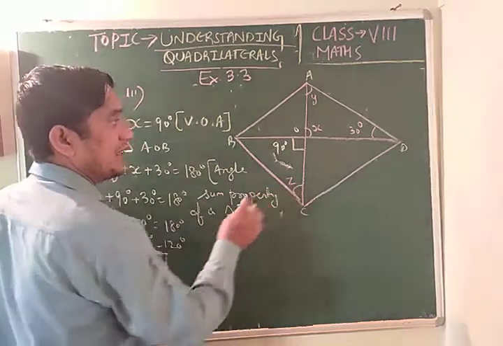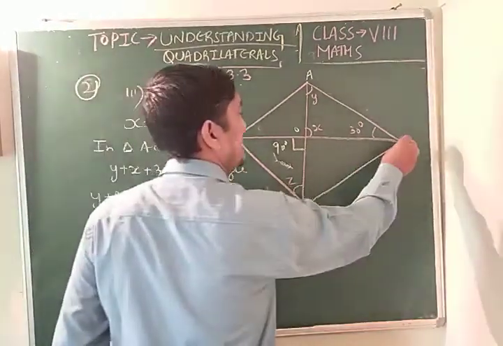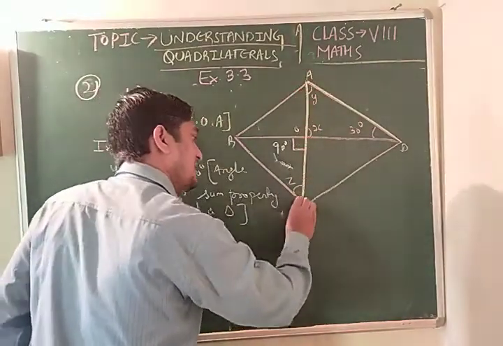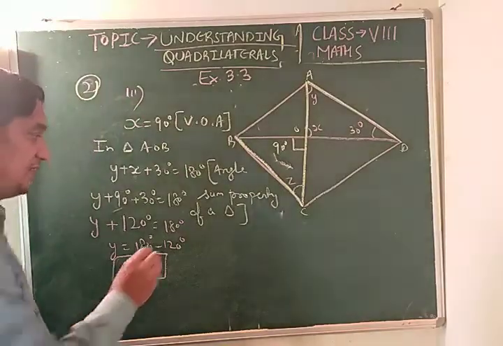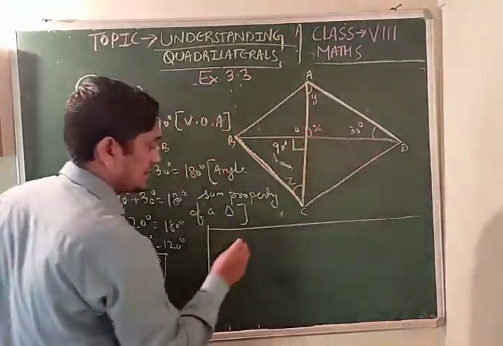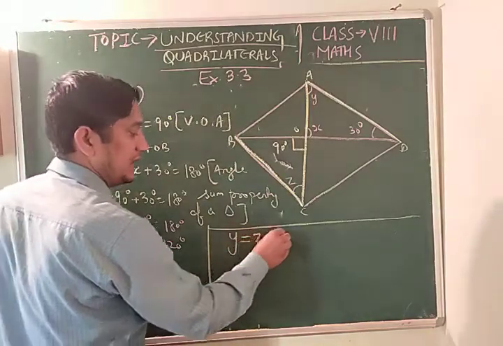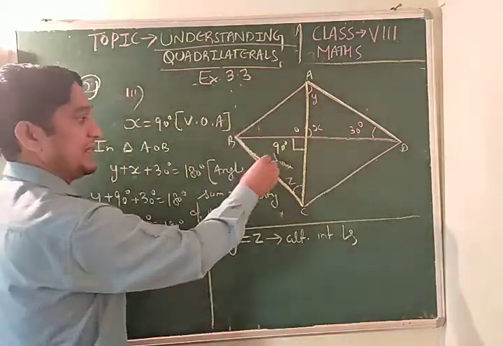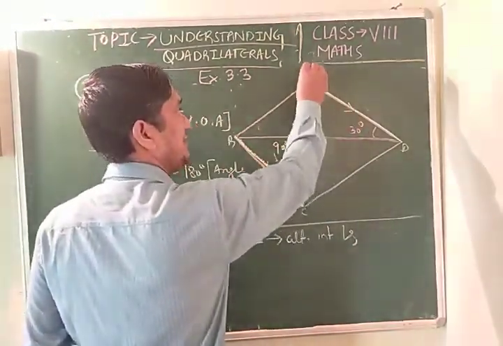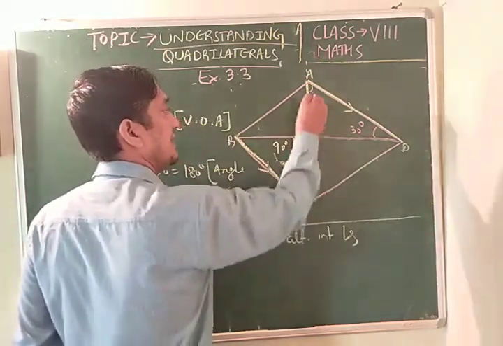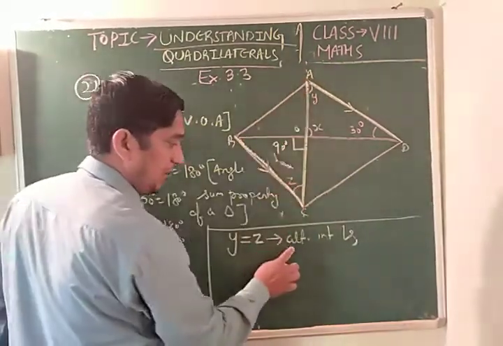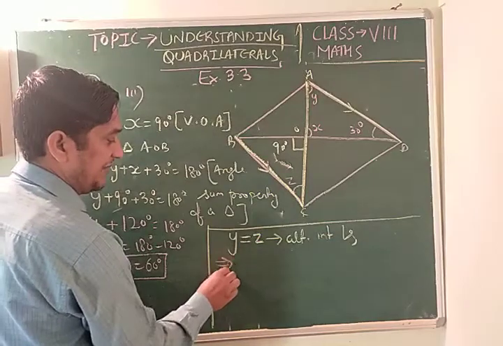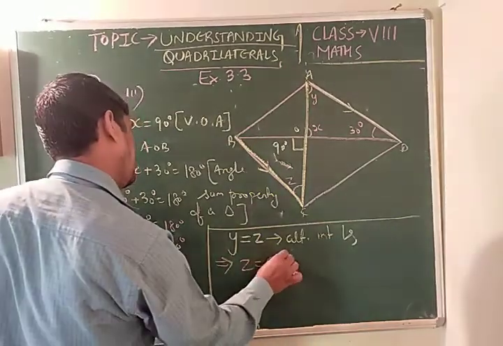Now which one is left? This z is left. Now children listen. Recall the class 7. The relation between this y and z is alternate interior angles. Because this is a parallelogram, this side and this side are parallel and this will act as a transversal. So y and z are alternate interior angles. And the value of y is 60. So it implies that the value of z is also 60 degree.